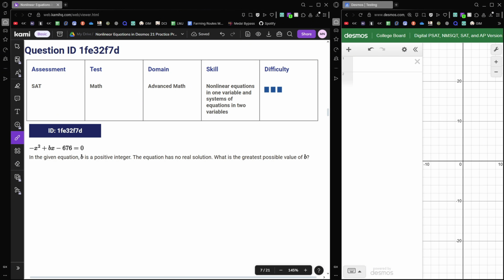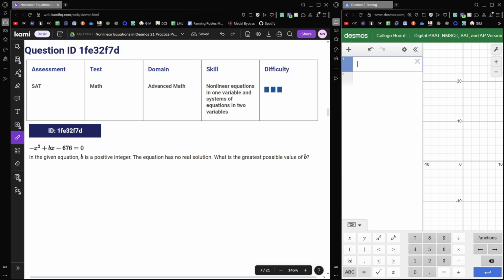Question number 7. In the given equation, b is a positive integer. The equation has no real solution. What is the greatest possible value of b? Let's go ahead and type this equation into Desmos. Negative x squared plus bx minus 676. And this time I will type that equals 0 into a second equation, so y equals 0. Oh look, it made my slider for me too, that's nice.